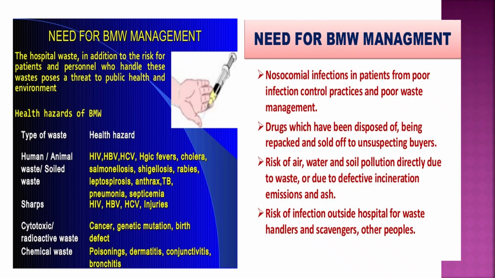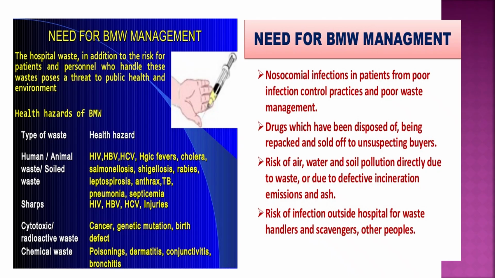So human or animal waste or soiled waste can give infections like HIV, hepatitis B, hepatitis C, hemorrhagic fevers, cholera, salmonella infection, shigella infection, then rabies, leptospirosis, anthrax, tuberculosis, pneumonia, septicemia. So these are all associated with human or animal waste or infected waste.